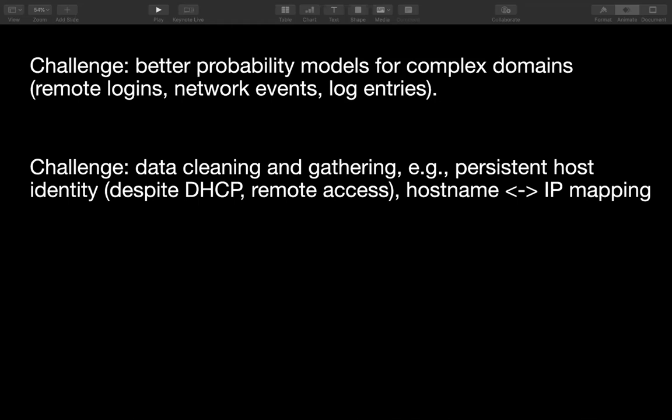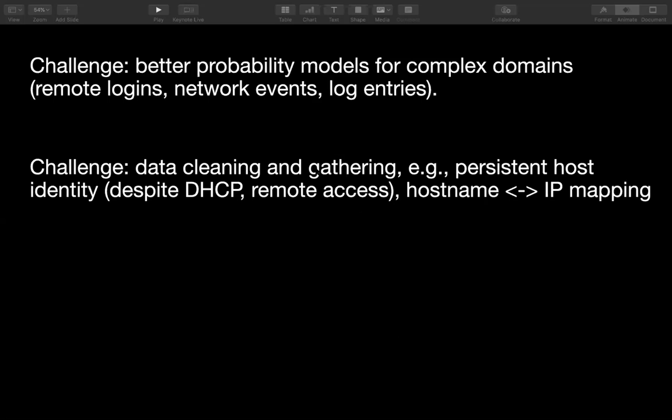And in our work with a corporate partner, what we've been observing is there are a lot of challenges in this. For instance, one key challenge is to figure out how to obtain persistent host identity for hosts if you're looking at network traffic, because due to DHCP, remote access, VPNs, one machine can have multiple different IP addresses. And if you want to assign some profile to a machine or track events of that machine over time, you need a way to map those to a persistent host identifier. And I think there's some good work to be done on how to do that and how to maintain a mapping between a host name and different kinds of identity.